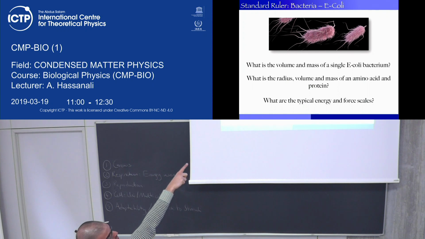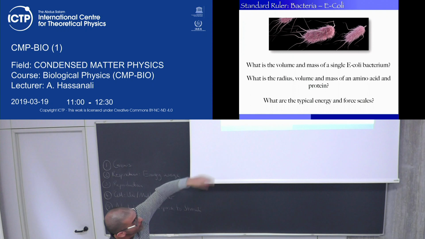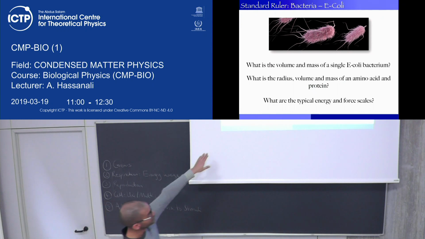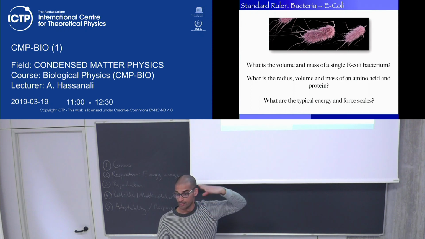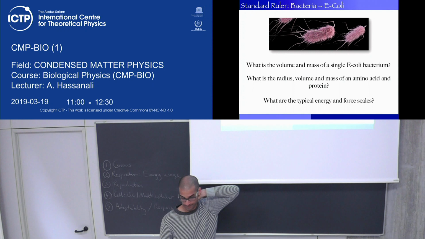That's how E. coli looks. It has this cylinder-like shape and has hair, which allows it to swim. The types of things that we're going to be interested in is, well, what is the volume of the E. coli? What is its mass? How many proteins are there inside it? How many water molecules? How many fats? How many DNA? How many mitochondria? And what are the typical energy and force scales that are relevant for processes inside the cell?